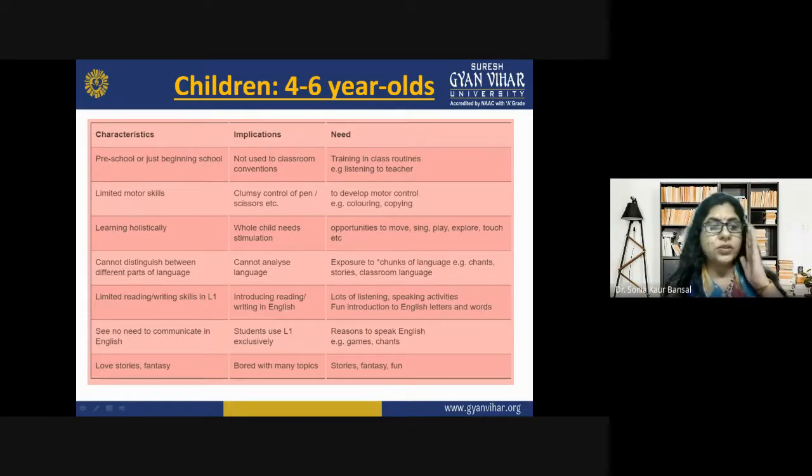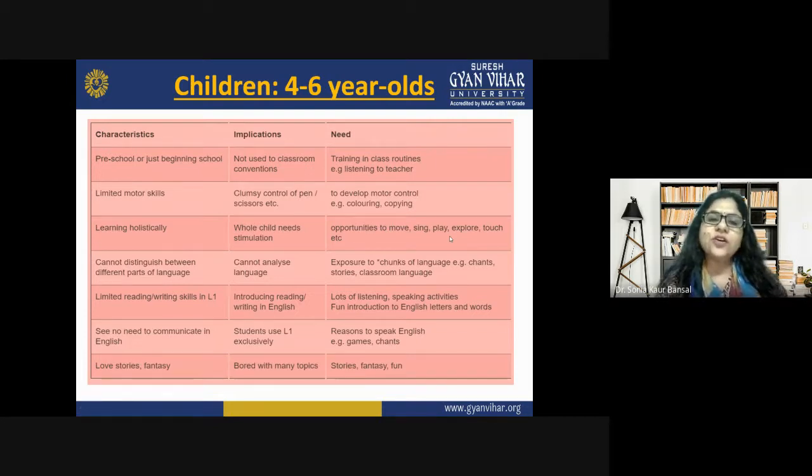They are not used to classroom convention till now. The child is inside the home and is not learning anything about the classroom situation: how he should behave in the classroom, how he should sit, stand, or talk in the classroom. This is the stage where the child knows nothing about what the classroom is like.